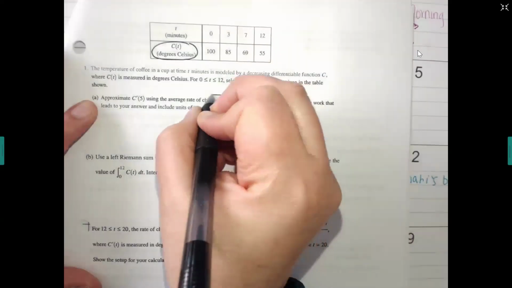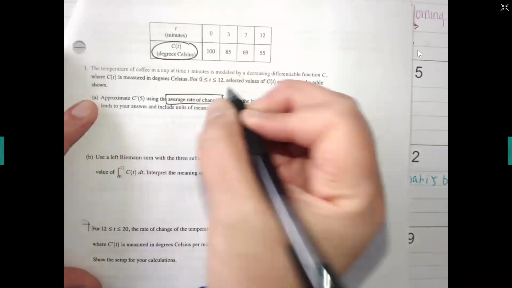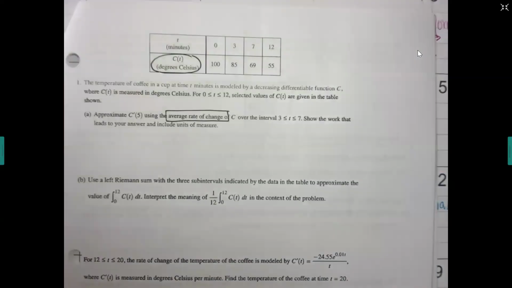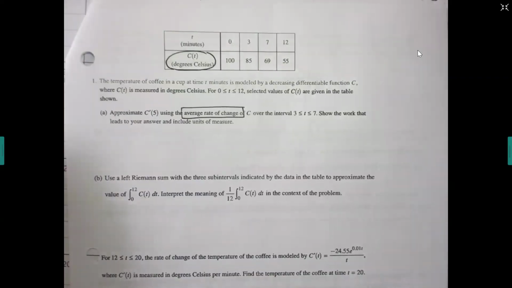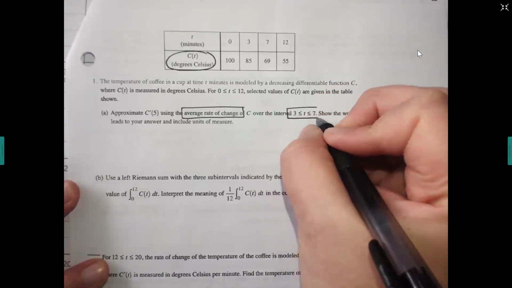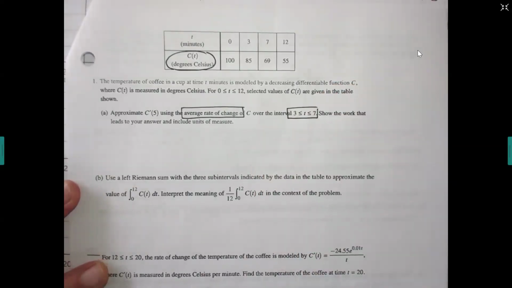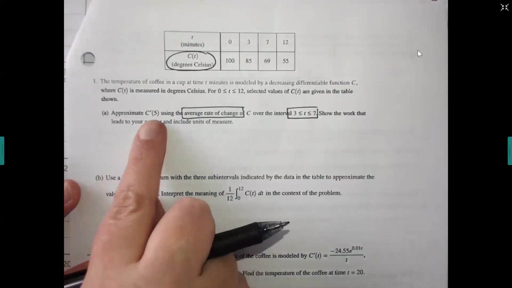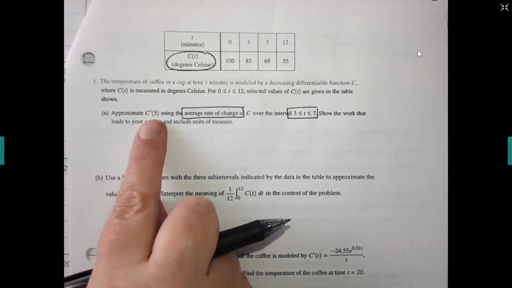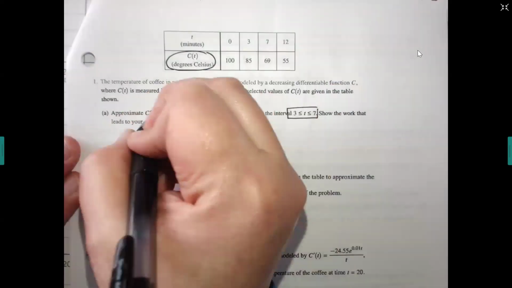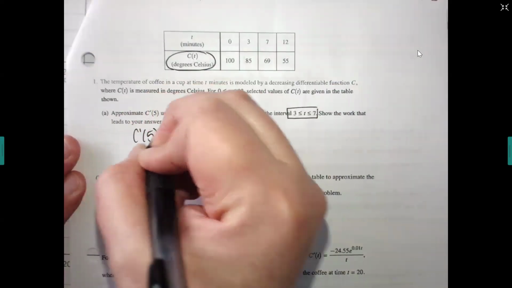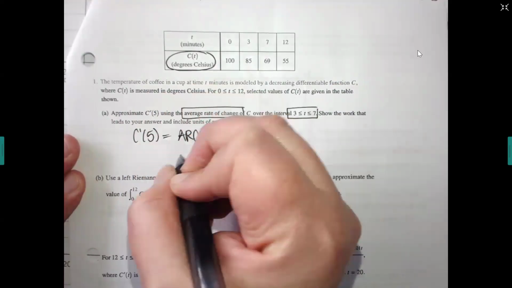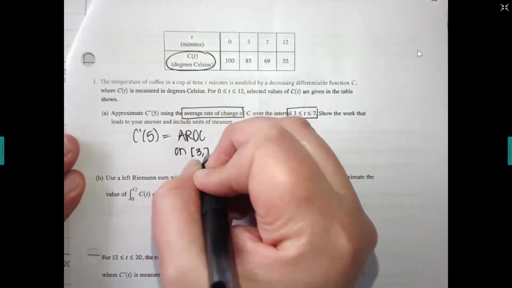Very good. Now on this question, it even tells you that, but a lot of times if they just ask you to approximate it, you would have to know that. Average rate of change is going to be my best estimate for slope. We're doing it on 3 to 7 because why? Because that's where 5 would best fit between. So for C prime of 5, we're going to use the average rate of change on 3 to 7.